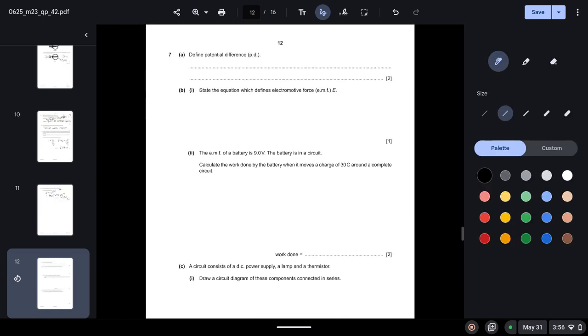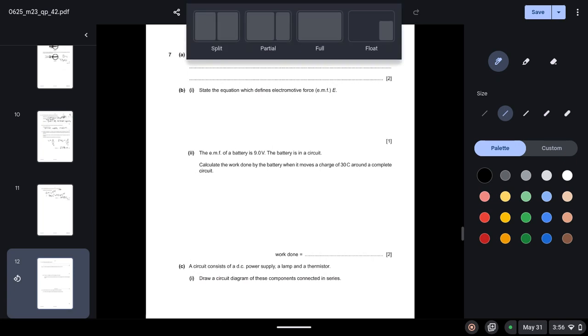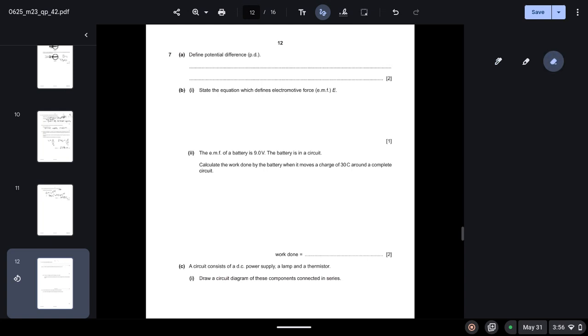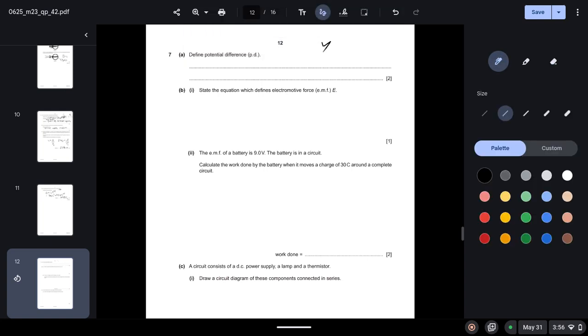Question 7. Define potential difference. We know the potential difference, V, is equal to work done per unit charge. So you can just write the definition here, or you can write this in words as well. It's your choice. Work done per unit charge.